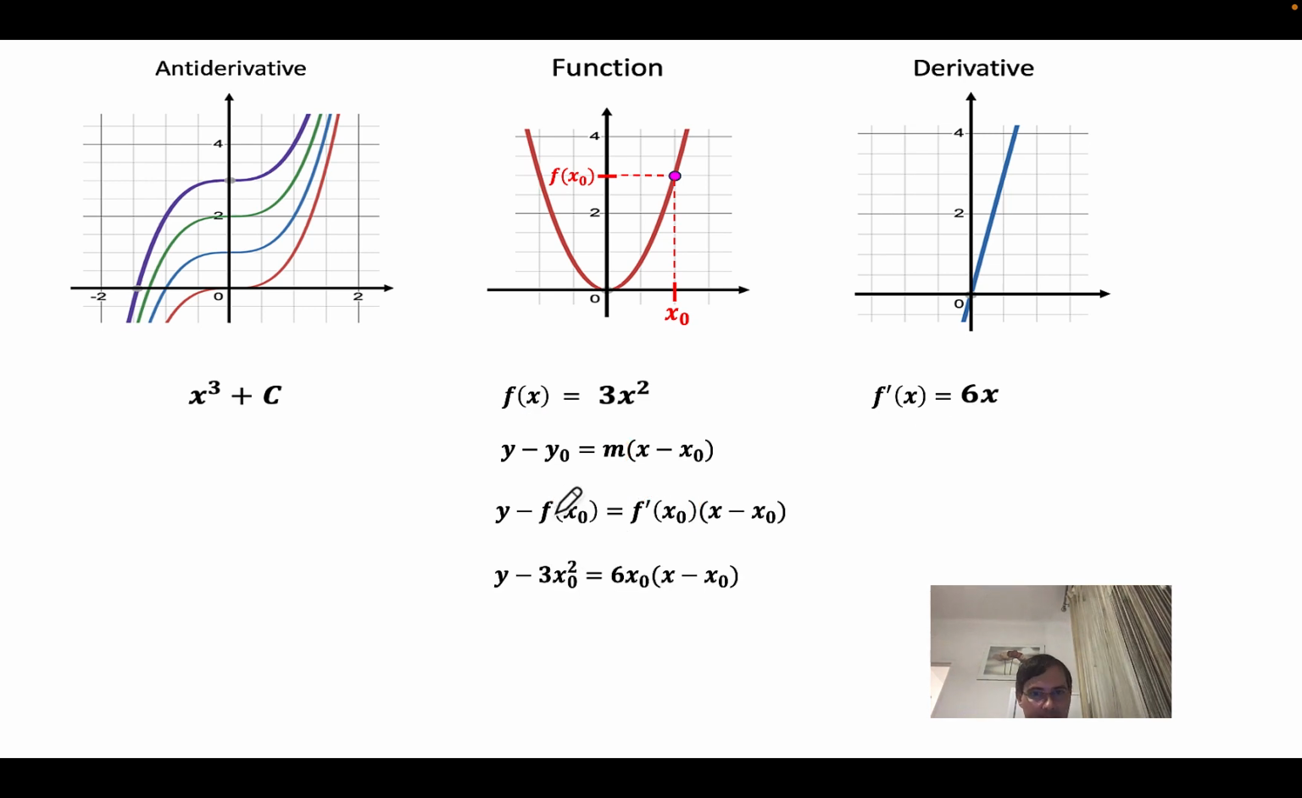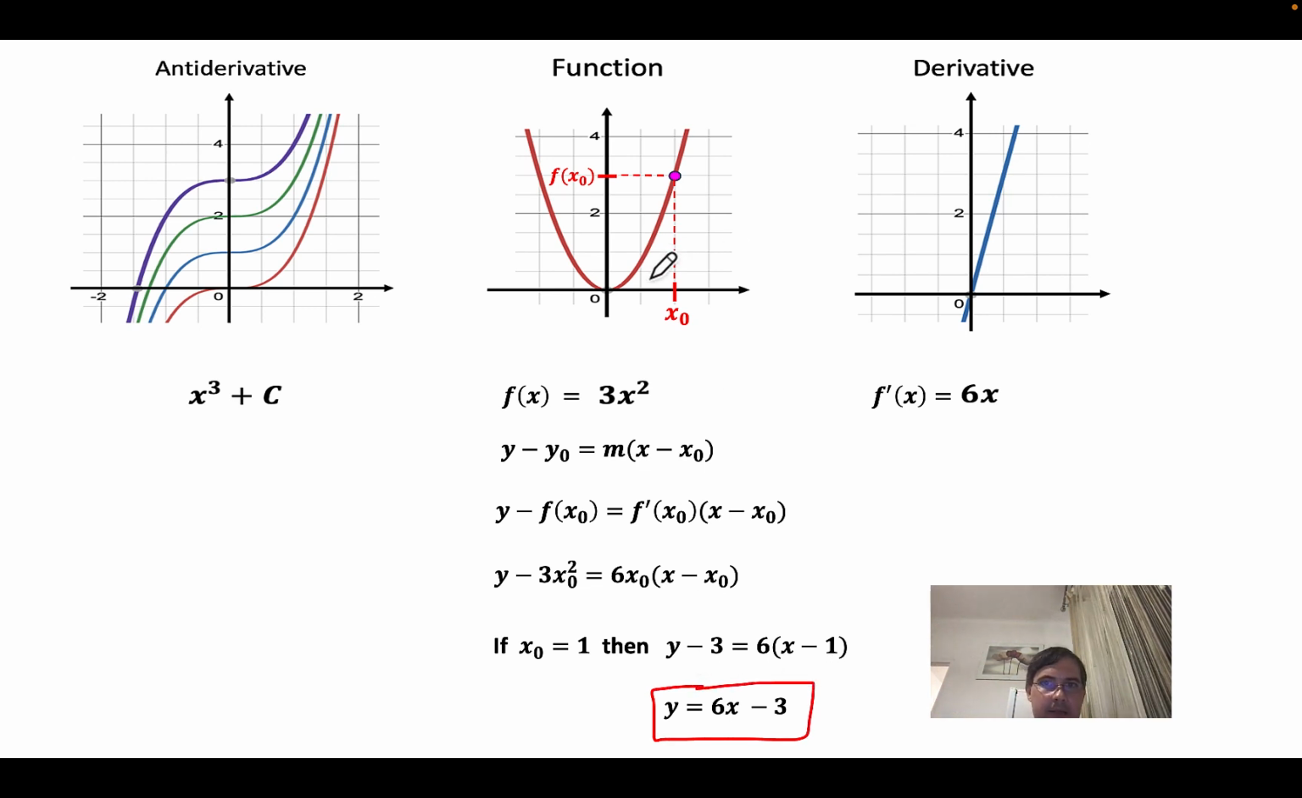So f of x0, this is the function 3x0 squared, and that's equal to f prime of x0, which is 6x0 times x minus x0. So for example, if we take this point x0 to be 1, then we have y minus 3 times 1, which is y minus 3, and that's equal to 6 times 1, which is 6, times x minus 1. So if we simplify that, then we get that y equals 6x minus 3.